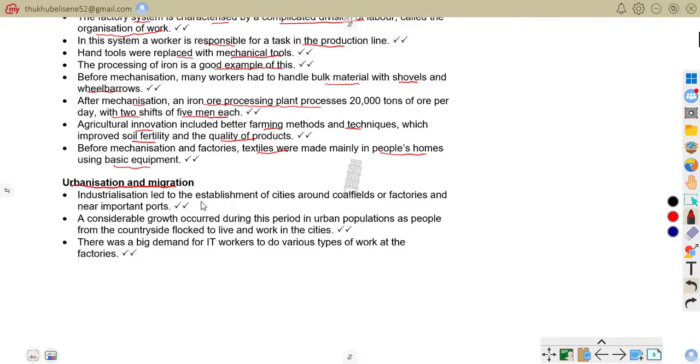But when it comes to labor migration, workers from rural areas and neighboring countries moved to urban centers for employment in industries like mining as well as manufacturing. Understood?